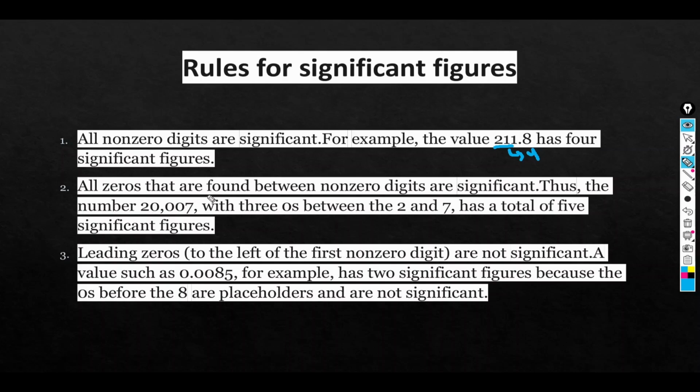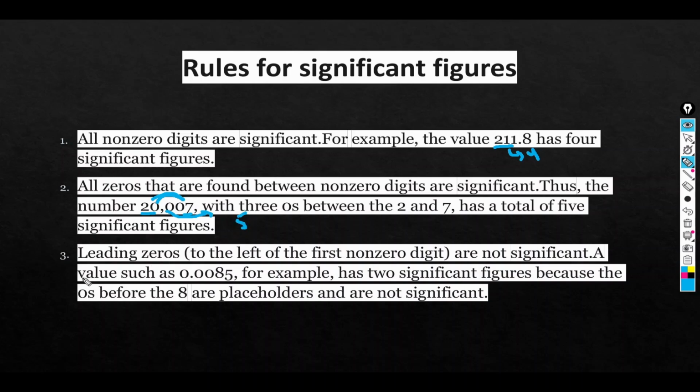All zeros that are found between non-zero digits are significant. For example, this one, 2 non-zero and 7 non-zero. In between there they have given 3 zeros. So in total how many significant figures will be there? So 5. Because at this time the 0 is lying in between these two numbers, so it will be counted in the significant figures. So total there will be 5 significant figures out there.